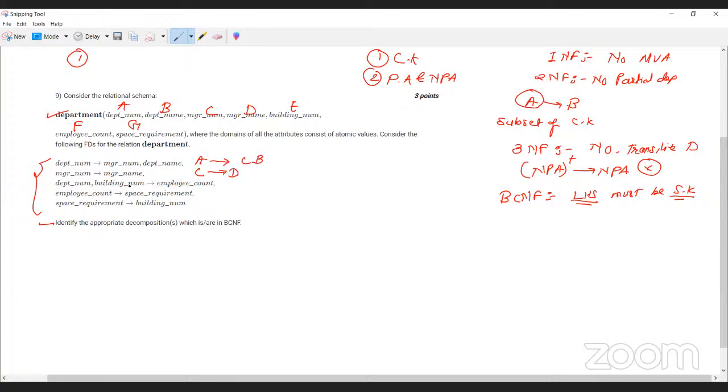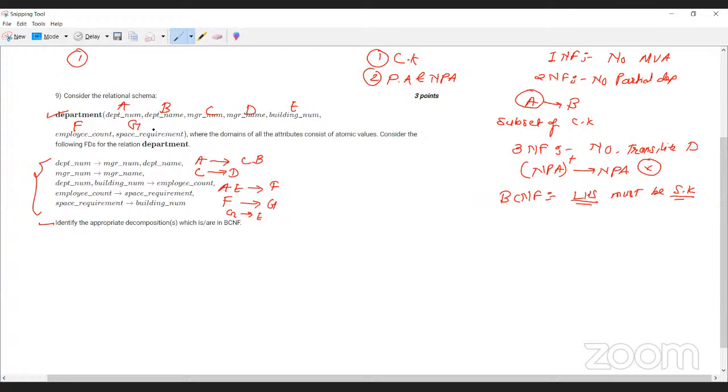Here department number and building number, so A and E, right? A and E will give me F, right? Employee count, space requirement, that is F determines G. And then space requirement determines building number, so G determines E, right? So these are my functional dependencies and these are my attributes A, B, C, D, E, F, G. Just for simplification, I have considered this as A, B, C, D.